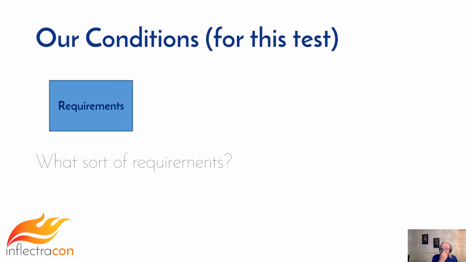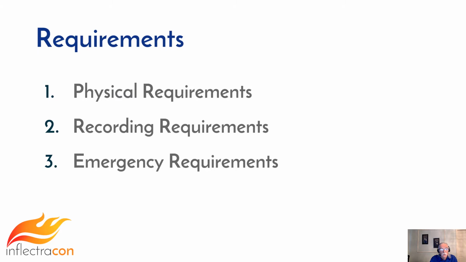So, what are our conditions for this test when it's not software? Well, as I said, we do have requirements, and the question is, what sort of requirements and how are they different from what we're used to in terms of software? Well, there are three major divisions that I came across. One is physical requirements, one is recording requirements, and one is emergency requirements. These are disputable. You probably could think of others, but they were a good division as a starting point when we needed to decide how we were going to divide up the tests and record them.